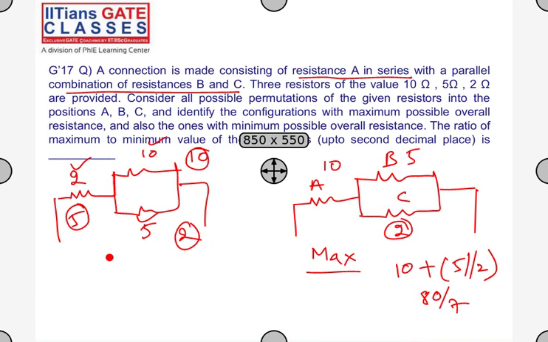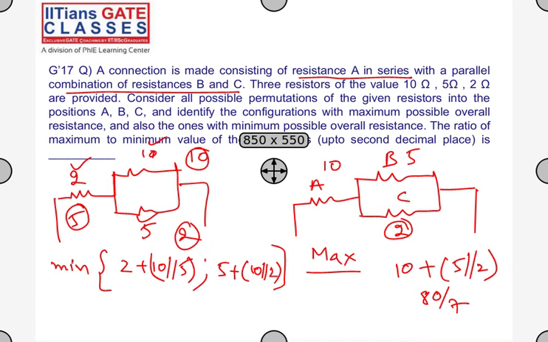So what I'll do, I'll take the minimum of 2 plus 10 parallel with 5, or 5 plus 10 parallel with 2. So minimum of these two. 10 parallel with 5 is 10 by 3. 10 by 3 plus 2 is 16 by 3, comma 5 plus 10 parallel with 2, which is 20 by 12.